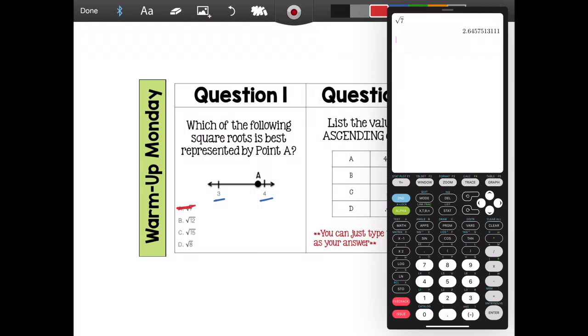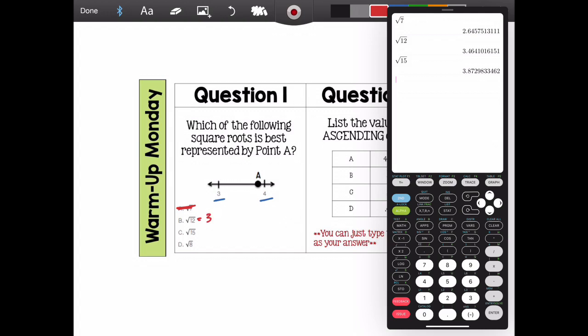Answer choice B, the square root of 12. So again, put it in your calculator. The square root of 12 is 3 and 46/100ths. Okay, so this is maybe a possibility. It's closer to about 3.5, but we don't want to eliminate it just yet. All right, C, the square root of 15 is 3 and 87/100ths. Okay, guys, that is close to 4 without going over.